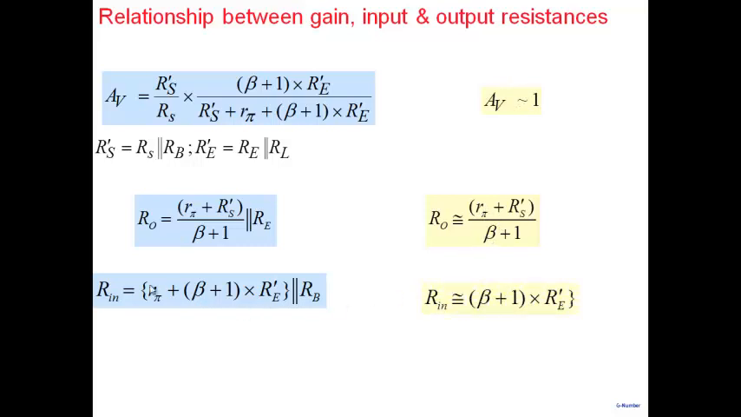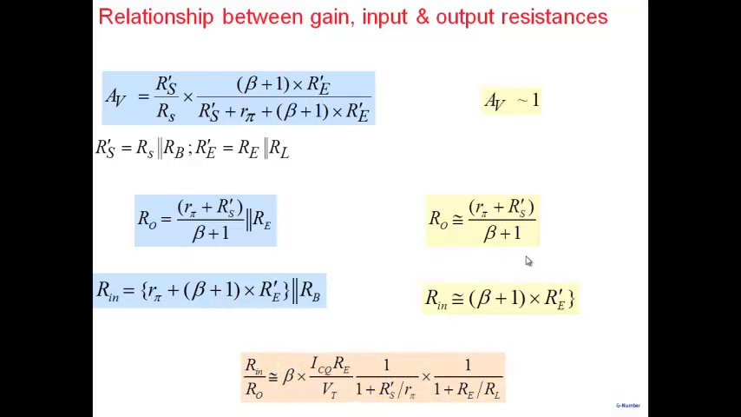If I look at Rn here, there is a term R pi, and a term beta plus 1 times Re dash. Because this term is multiplied by beta, it is typically larger than the first term, so I've kept only the second term. And I'm assuming again that I've designed it in such a way that RB is larger than this quantity here. So we've written Rn equal to beta plus 1 times Re dash. If you want accurate answers, you go ahead and use the full expressions, but these simplified expressions are what we will use to obtain the relationship between the quantities here.